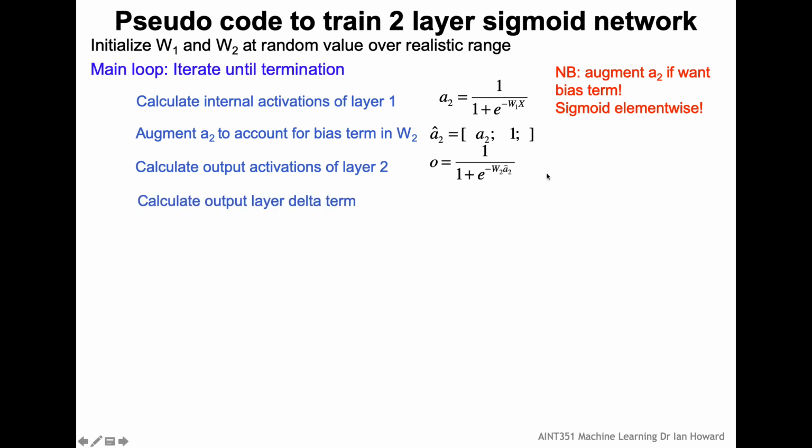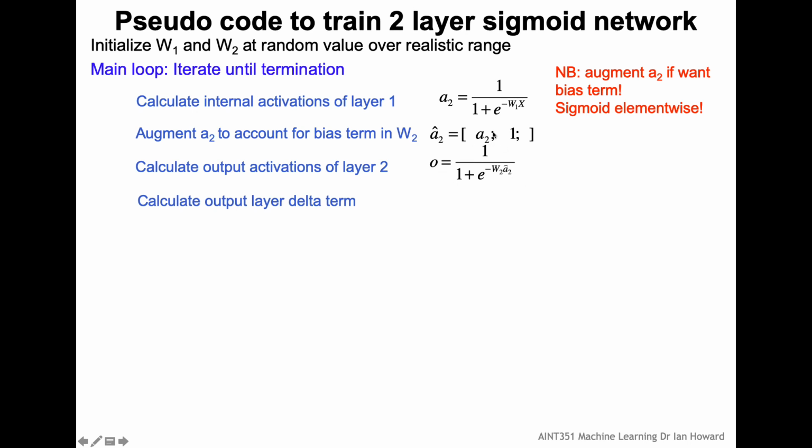And again, this W2, A2, that's the linear part that we're calculating, the linear set of outputs. Again, if you've got multiple outputs, so if A2 hat, right, is a vector, then again this needs to be done element-wise.